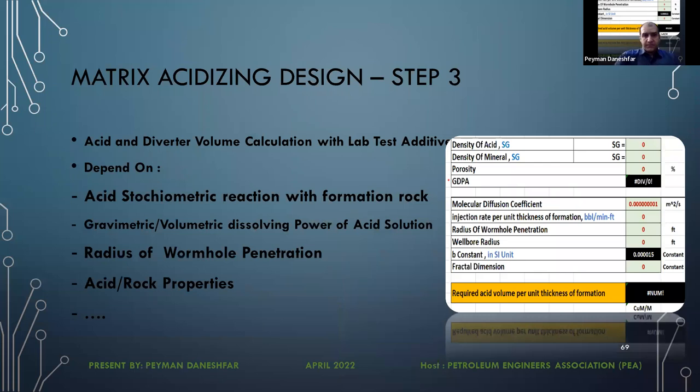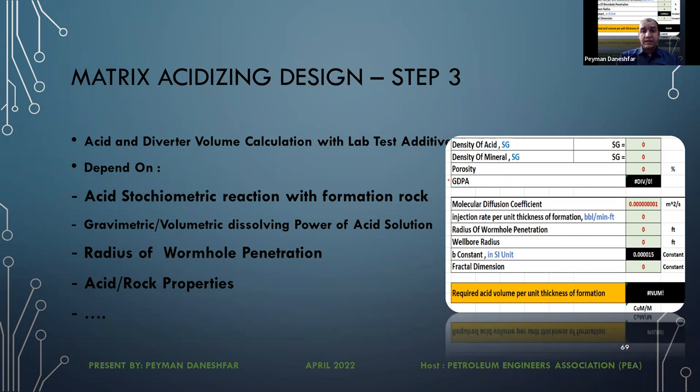And another one is to calculate the volume of the acid. Okay, first of all, we gather data. After that, we do a test with a sample, with corrosion and anything, with an oil sample or condensate sample from the well.